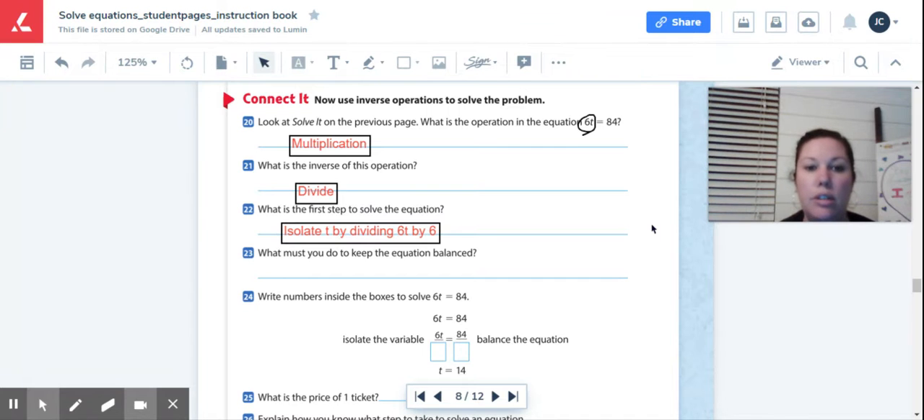And what must we do to keep the equation balanced? Whenever we do something to one side of the equal sign, we have to do it to the other. Yep. So we're going to type that in. So we must divide by 6 on the other side of the equal sign.